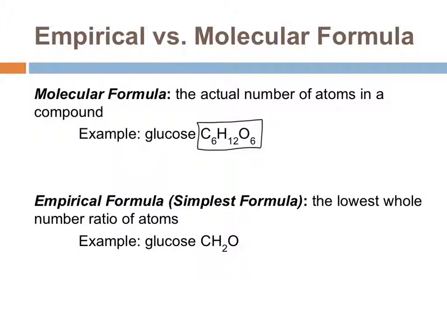An empirical formula, on the other hand, is the simplest formula, which means it's the lowest whole number ratios of atoms. If we take a look at glucose, we can divide all of our numbers by 6 in order to give us a lower ratio of CH2O. And this would be the empirical formula because it is the lowest whole number ratio of the atoms within this molecule.